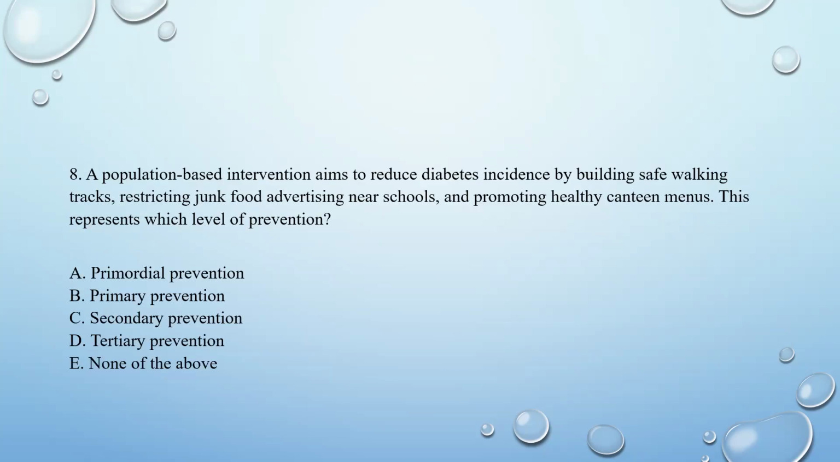The eighth MCQ: a population-based intervention aims to reduce diabetes incidence by building safe walking tracks, restricting junk food advertisements in school, and promoting healthy canteen menus. This represents which level of prevention? A. Primordial, B. Primary, C. Secondary, D. Tertiary, E. None of the above.